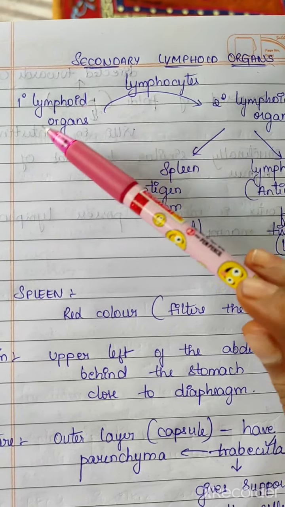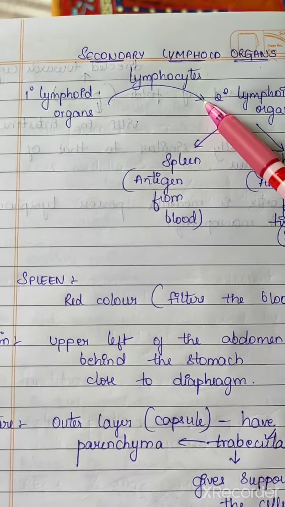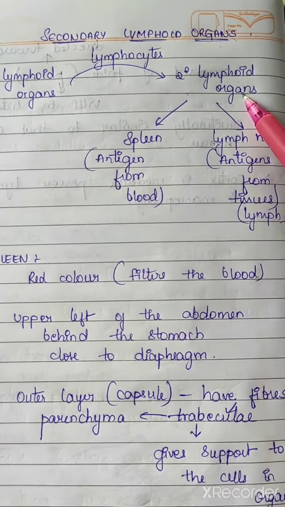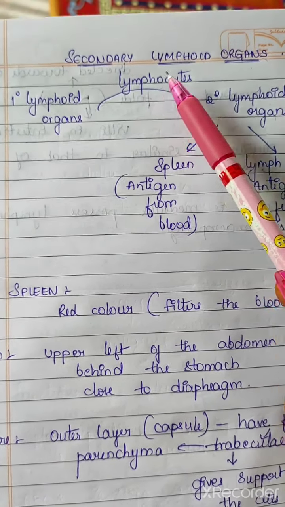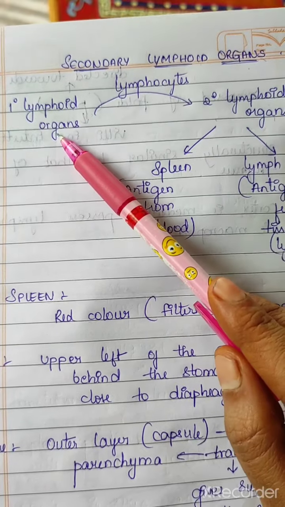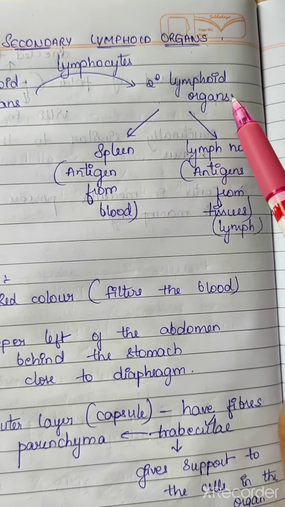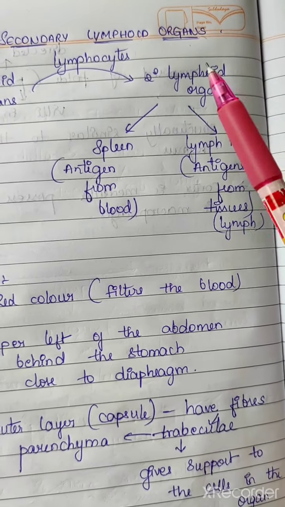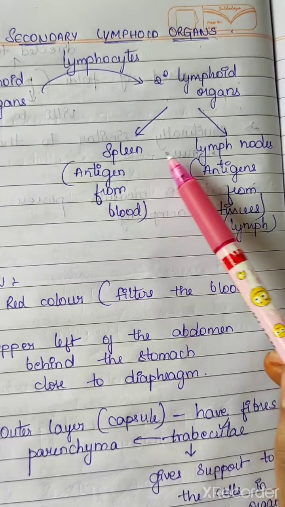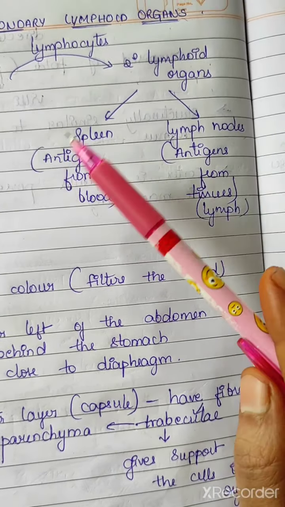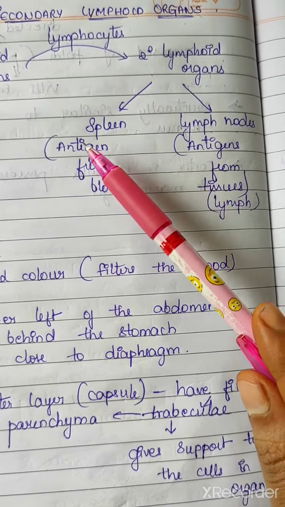The B lymphocytes and T lymphocytes which are synthesized in the primary lymphoid organs move to the secondary lymphoid organs to show immune responses. The secondary lymphoid organs mostly involve the spleen and lymph nodes. Spleen and lymph nodes are the secondary lymphoid organs.